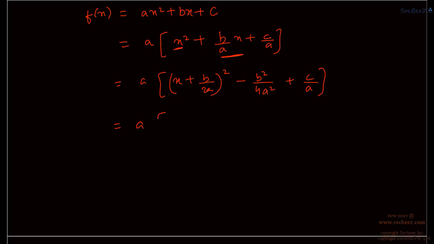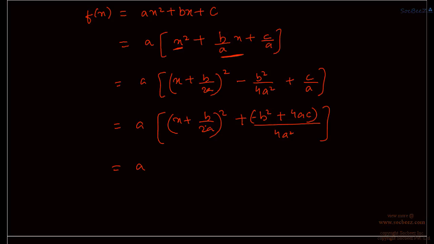Taking the same denominator, I get this as minus b squared plus 4ac by 4a squared. Now if you remember, b squared minus 4ac is nothing but the discriminant, hence minus b squared plus 4ac must be the negative of the discriminant, or this is x plus b by 2a whole squared minus D by 4a squared. Okay, so this is our quadratic expression.